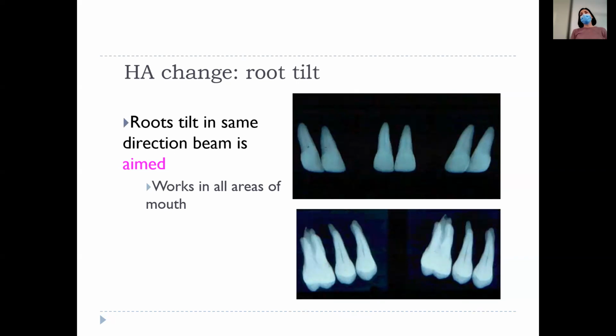It works in all areas of the mouth. So this is a central picture taking straight on. This is a picture with the central ray going a little bit more distally on this side, and the same thing here and here. They just sort of tilt in that direction. There's one at the end here as an example, and if you really look at it and think about it, it starts to make sense, but to me, it's not quite as obvious as I wish it would be.